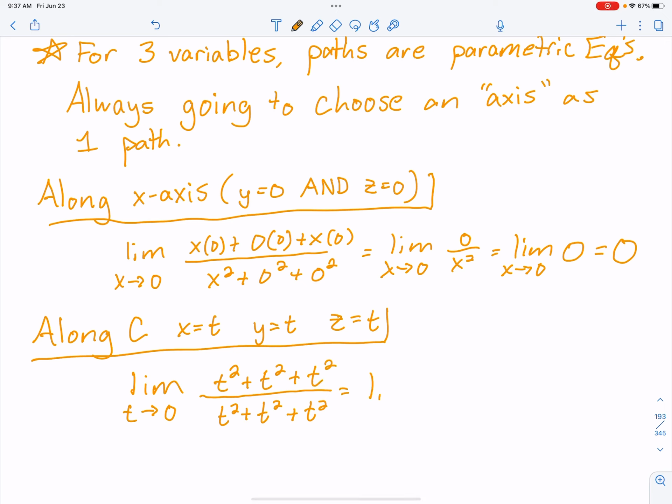You can tell that this is going to be a limit as t goes to 0, and I don't need to put those together and then simplify. It's the same thing over itself. It's a 1. Then the limit of a constant is the constant. We have found another path that contradicts the 0. So since 0 does not equal 1, the limit does not exist.